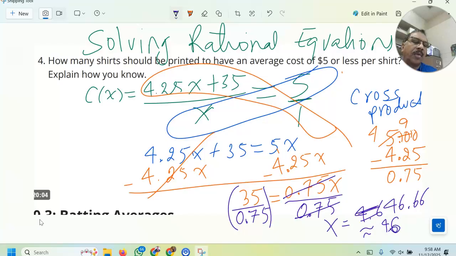We want to know the cost: it says the average cost should be 5 or less. So you can't have 46.6. If you order 47, don't round it to 47. You may say, why not 47? That will make the cost per t-shirt more. So you take the lower one, 46. That way the cost will be 5 or less, right, Marin? I hope I made sense.